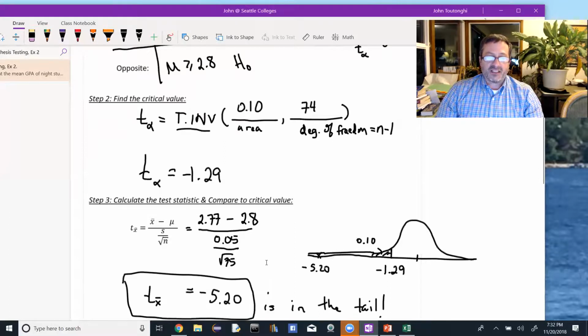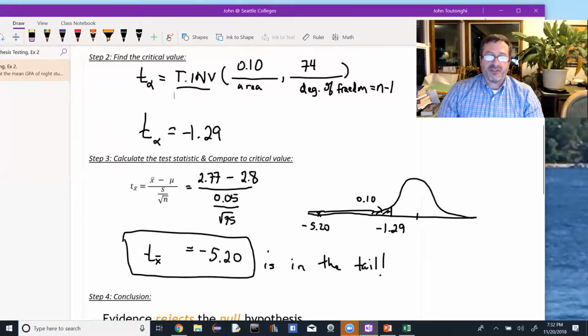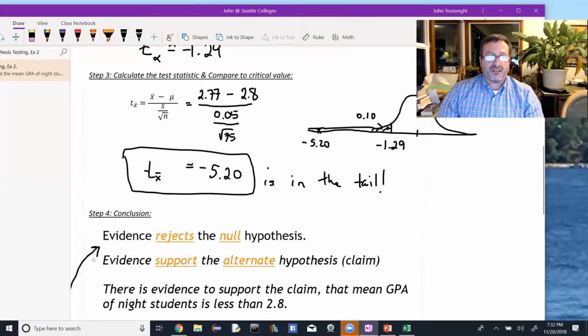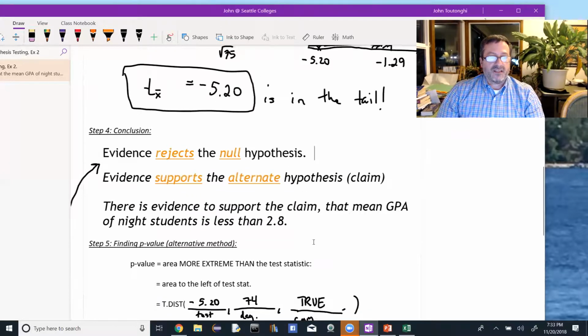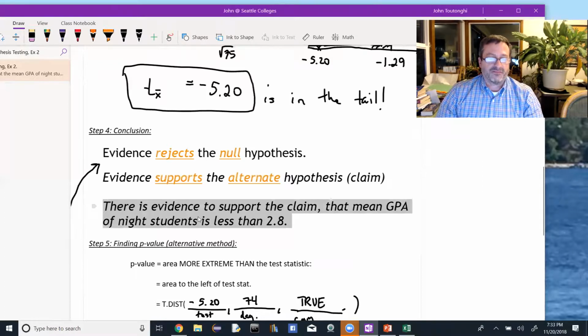Plug everything into Excel. We got a test statistic of negative 5.20. It's clearly in the tail. That gives us our conclusion. The evidence rejects the null hypothesis. The evidence supports the alternate hypothesis, which is our claim. That's why I switched, because my claim was not the null. If my claim had been the null hypothesis, then the evidence would reject the claim. And then we can write out that sentence about the evidence, whether it supports, rejects, fails to reject, or fails to support.